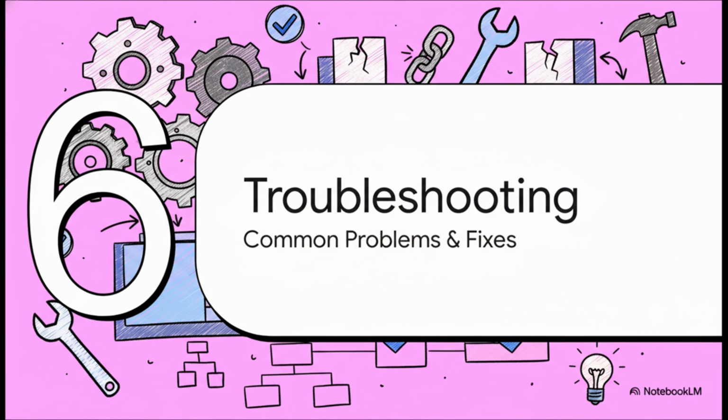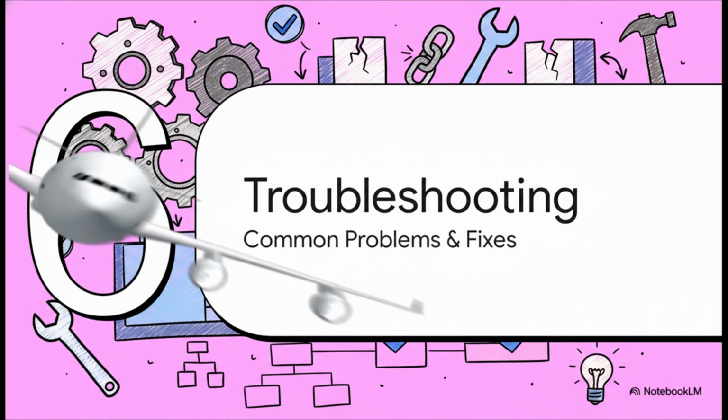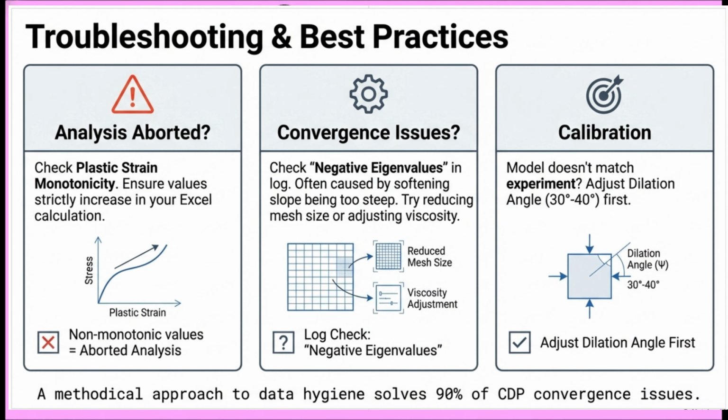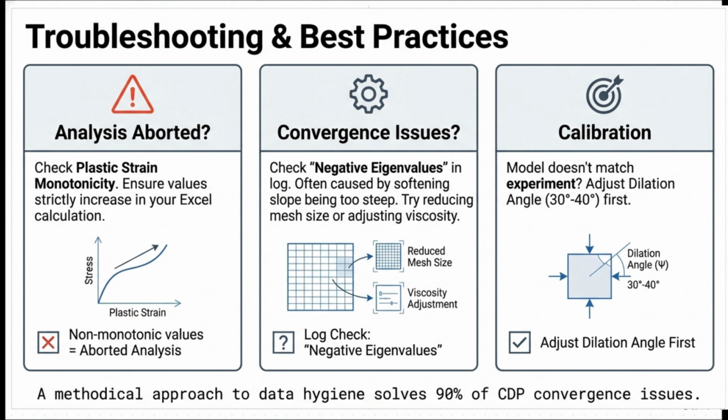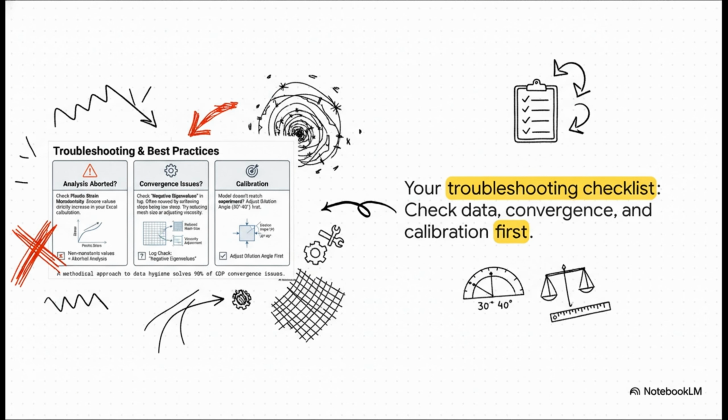Okay, to wrap things up, let's talk about a few common problems you might run into. These are just a few best practices to help make sure your simulations actually run and to help you figure out what's wrong when they don't. Here's your quick troubleshooting cheat sheet. If your analysis dies right away, I'd bet money it's that data hygiene issue we talked about. Go check your plastic strain. If you're running into convergence problems later in the analysis, dig into the log file and look for negative eigenvalues. That's a sign of instability. And finally, if your results just aren't matching up with your lab tests, the very first thing you should try tuning is that dilation angle.